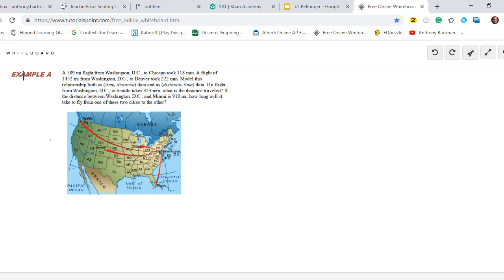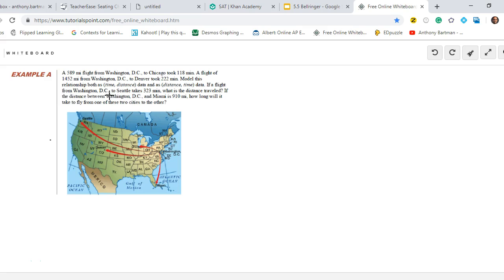Hey everybody, here is example A, and it says a 589-mile flight from Washington, D.C. to Chicago took 118 minutes. A flight of 1,452 miles from Washington, D.C. to Denver took 222 minutes. Model this relationship with time and distance data.